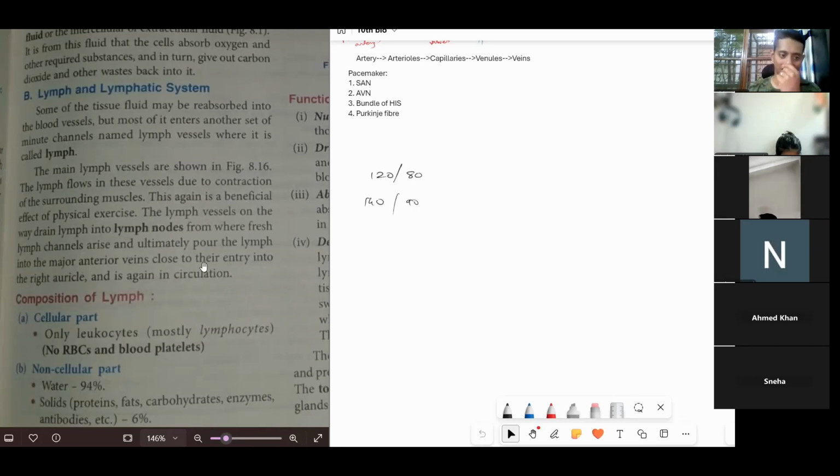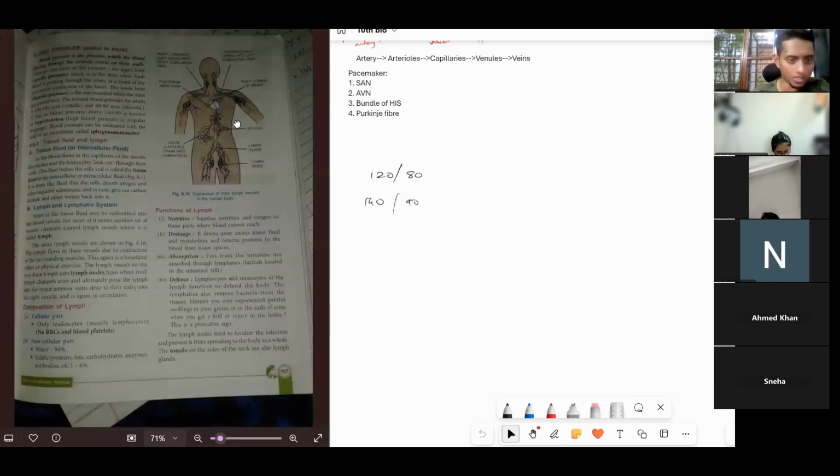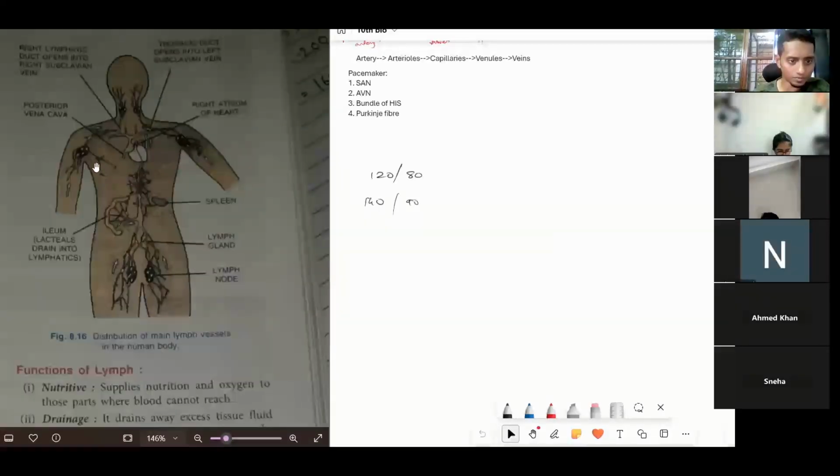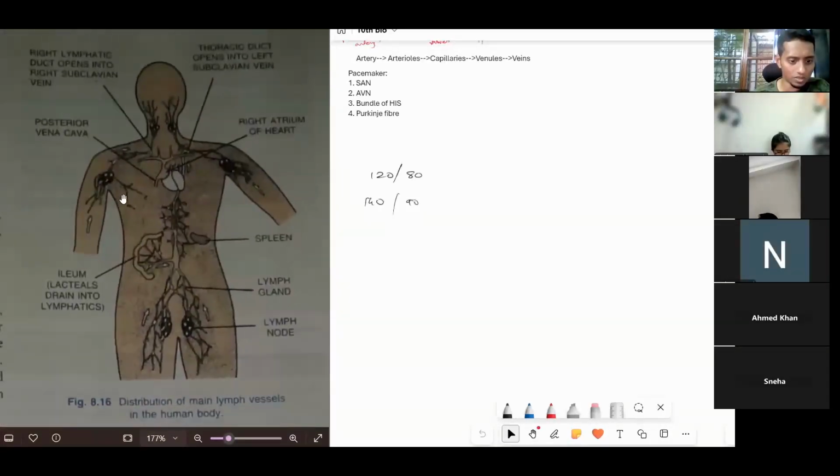I'll read this here. The lymph vessels on the way drain lymph into lymph nodes, from where fresh lymph channels arise and ultimately pour the lymph into the major anterior veins close to the entry into the right auricle, and this is again back to blood circulation. So these lymph nodes are on the way. I think there's a picture. So these are all the lymph vessels in the body.